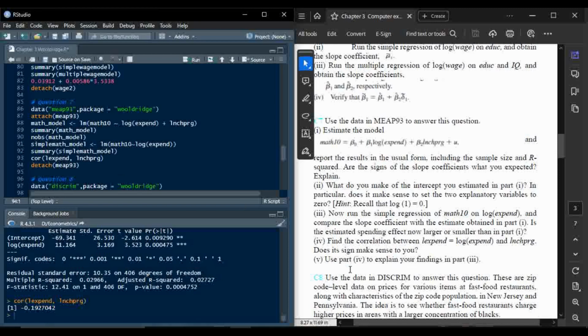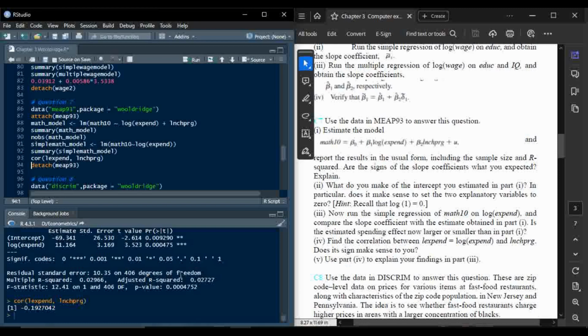And now the fifth part of this question says use part fourth to explain your findings in part third. Okay, so it basically says why, when only log expend was included in the equation to calculate simple math model, the coefficient of log expend was much larger, and then when two variables were included in the equation, the coefficient of log expend was much smaller. So why did this happen? There is an equation in the book, 3.23. So we can use that equation to answer this question.